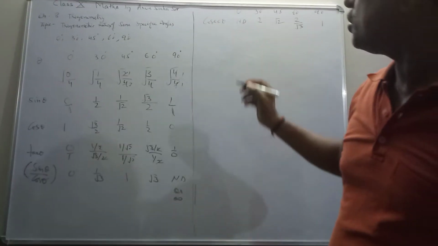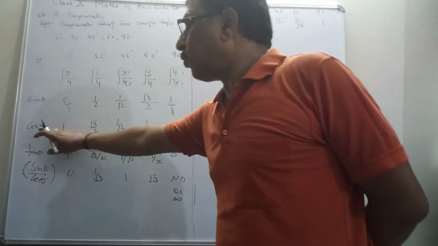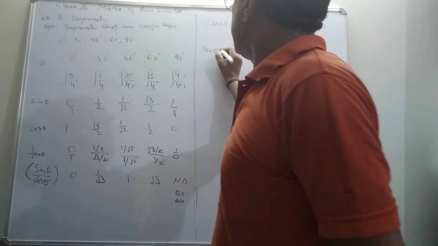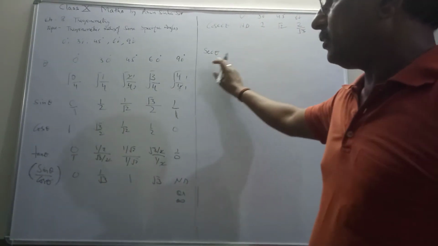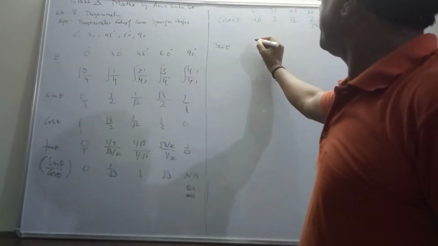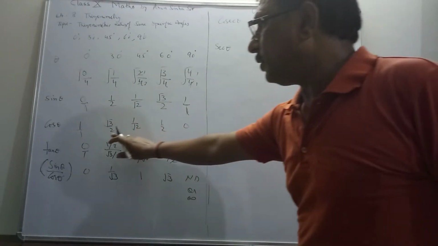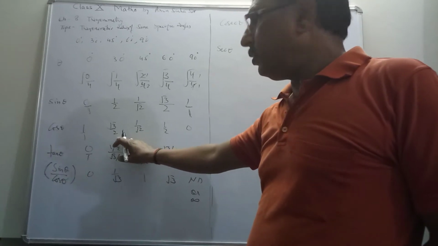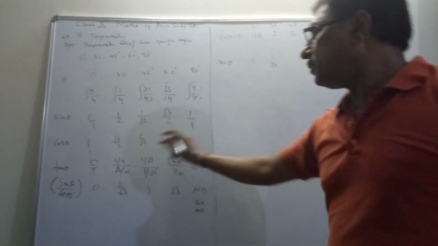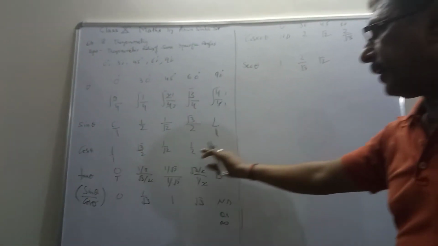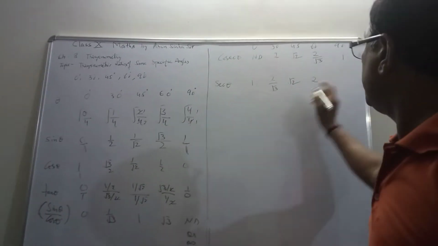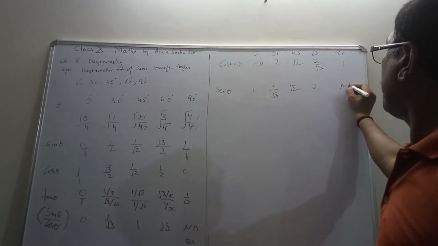Next, cos theta. Sorry, the reciprocal of cos theta is sec theta. Sec theta, that is secant theta. So for sec theta, just take its reciprocal. 1 means what, children? 1 upon 1, just take its reciprocal, 1. This one, just take its reciprocal, you will get 2 upon root 3. This one, you will get root 2. Then again, just convert this one, you will get 2 upon 1. And this 0, 1 by 0 means not defined.